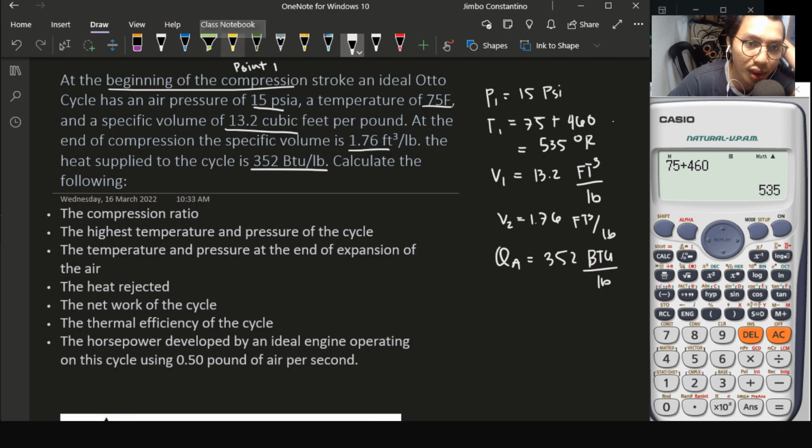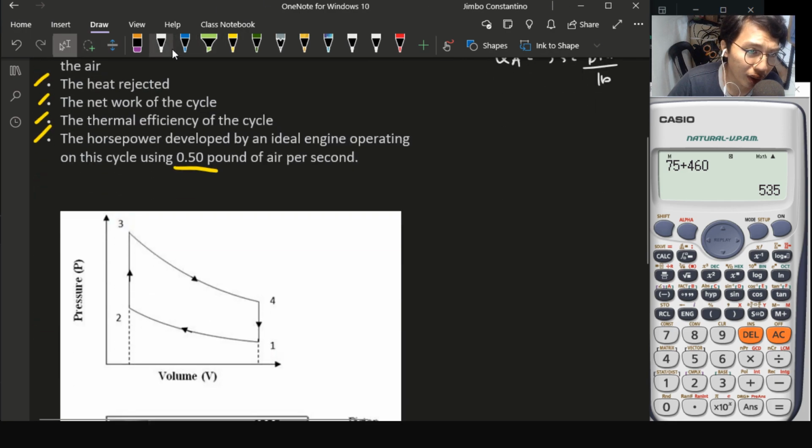Yung sinabi dyan na compression ratio, highest temperature and pressure of the cycle. The temperature and pressure at the end of the expansion of air. Expansion, ibig sabihin T4, P4, and V4. Heat rejected, QR. The network of the cycle, work net. Thermal efficiency of the cycle, pwede mo makuha yan once na makuha mo na kagad yung compression ratio or RK. And then the horsepower developed by the ideal engine operating at binigay yung mass flow rate of 0.5 pound per second of air. Now, dito ako. I will dwell on this.